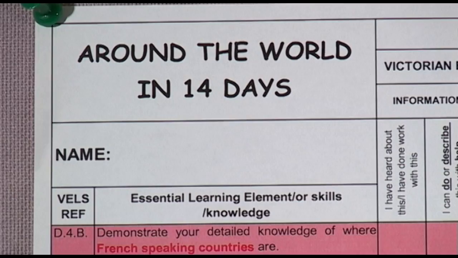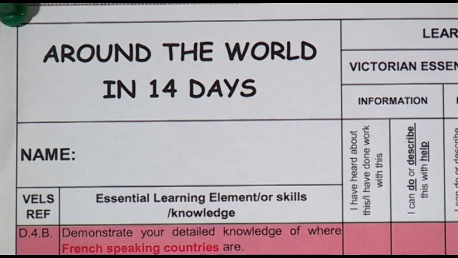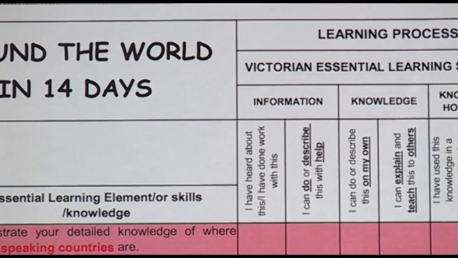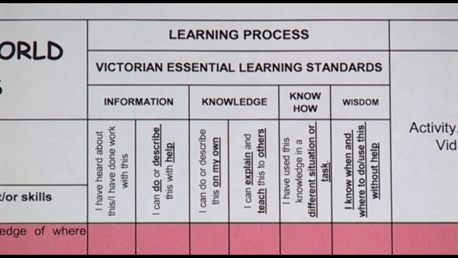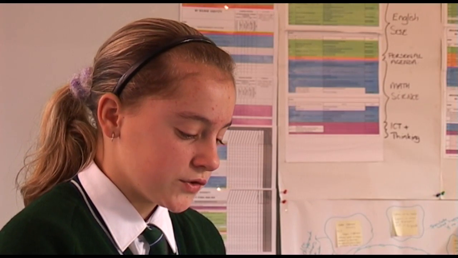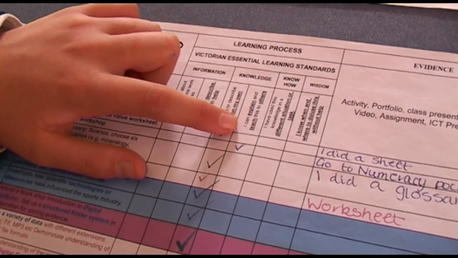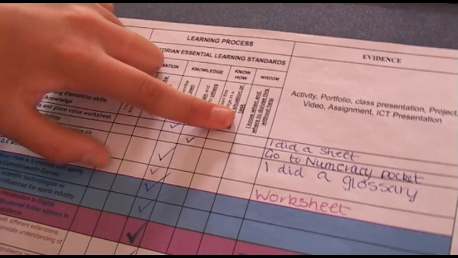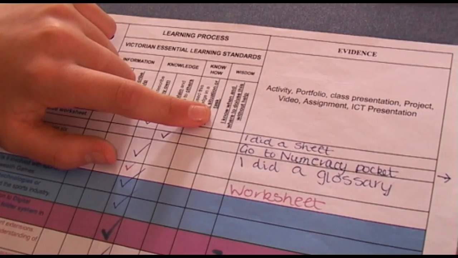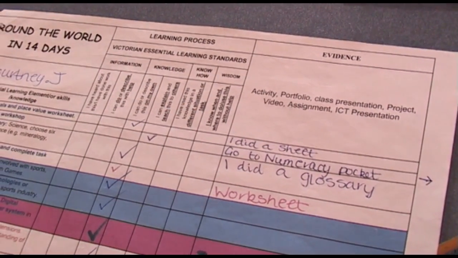If you complete an element, you tick off what level you think you're at. So there's I have heard about this, or I've done work with this, or there's I can do or describe this with help. If you think you're in either of those levels, you can tick them off. And there's I can do or describe this on my own. I can explain and teach this to others. I have used this knowledge in a different situation or task. Or there's I know when and where to do or to use this without help.